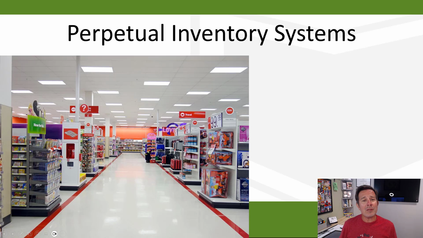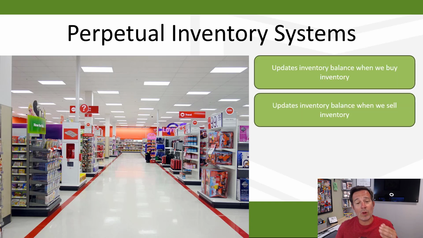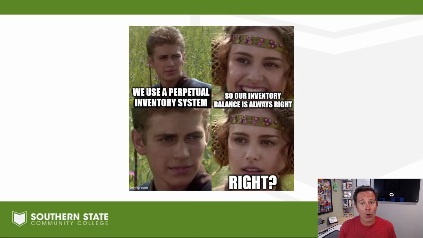Now, we've talked about the perpetual inventory system and how a lot of the places that deal with big amounts of inventory use a perpetual system that continually updates. It updates the inventory when we buy inventory. It updates the inventory balance when we sell inventory, all through the magic of barcodes and scanners and computer information systems. So you would think that because we're using the computers, because we're scanning the inventory when we get it, because we're scanning it again when we sell it, that the inventory balance would always be correct.